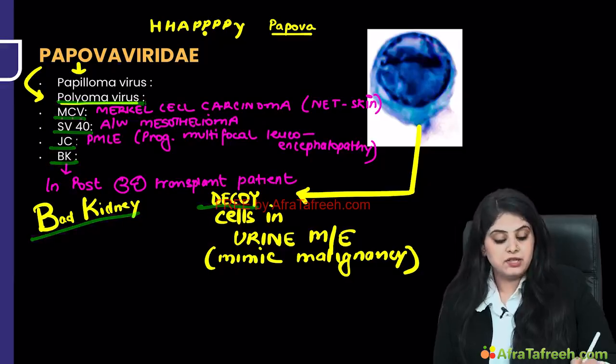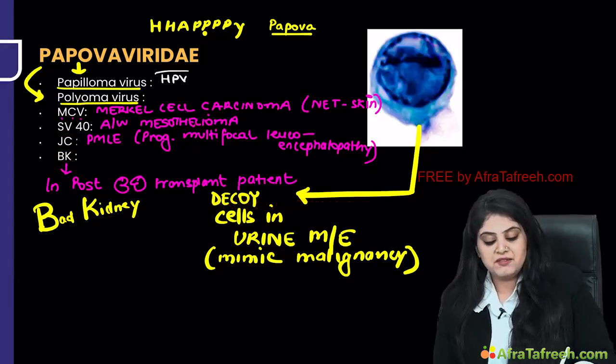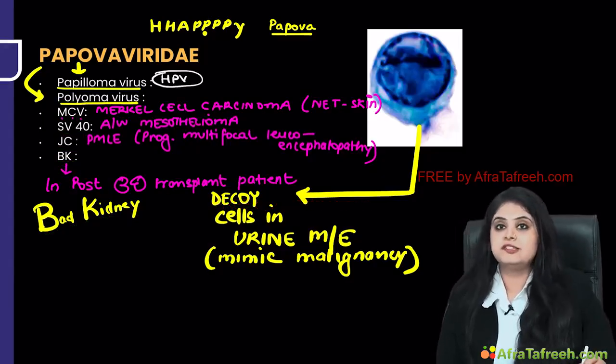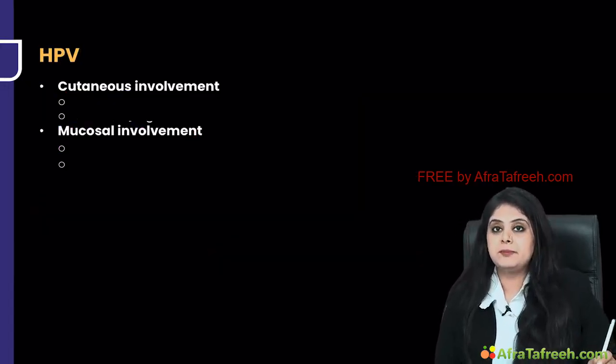Polyomas are done. Now let's come to papilloma. What comes under papilloma? I don't think I need to teach you. Human papilloma virus. This requires 2-3 slides from our side. So let's study. What do we have? We have human papilloma virus.